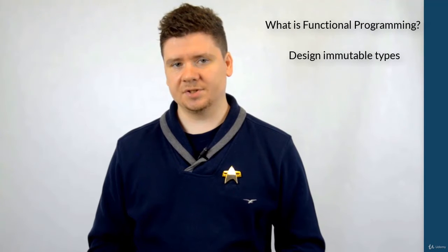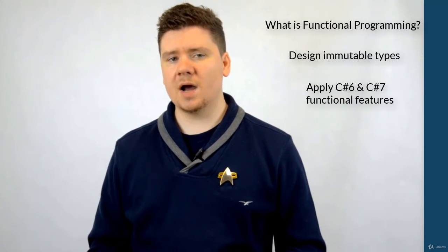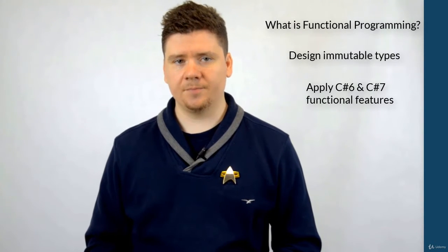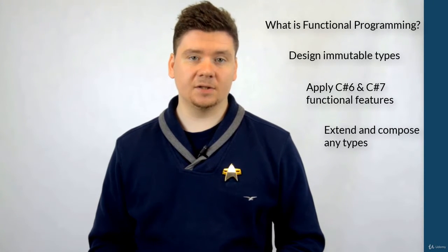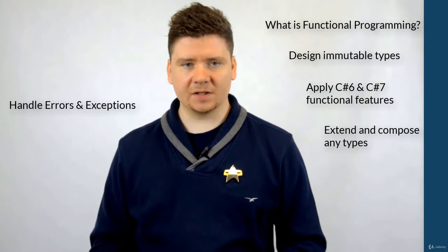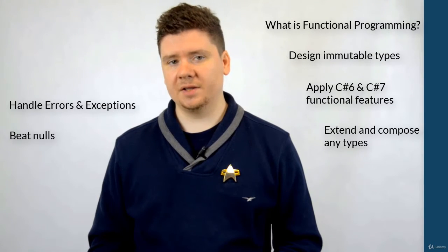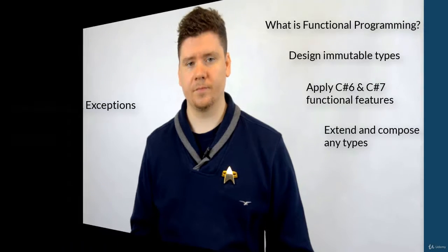Learn functional programming in the context of clean coding and building types of high quality. Get a deep understanding of what functional programming is. Learn how to design immutable types in C#. Apply new C#6 and C#7 features to write better code in a functional style. Learn how to extend and compose any types. Handle errors and exceptions in a functional programming style. Tackle the problem of null values by means of functional programming.